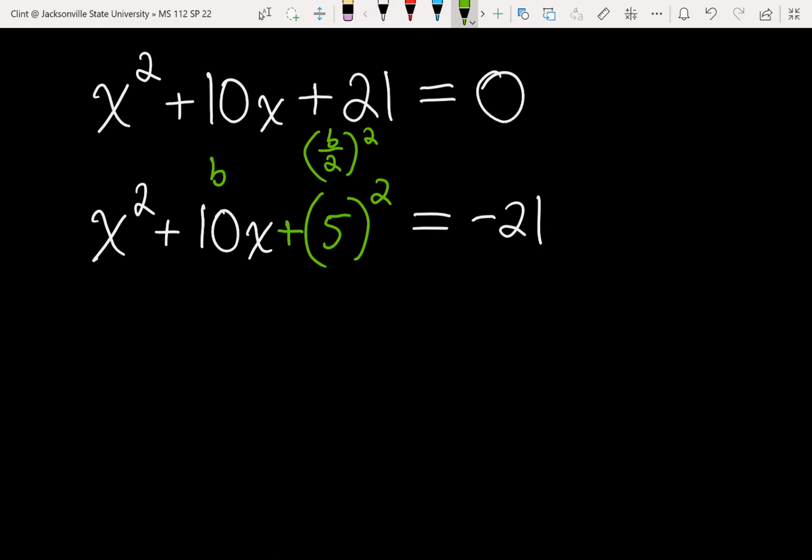Since we're dealing with an equation now, since we've added one number to the left side of the equation, we want to keep it balanced. So if we do something to one side of the equation, we have to do it to the other side. So I'm going to add 5 squared to the other side of the equation too.